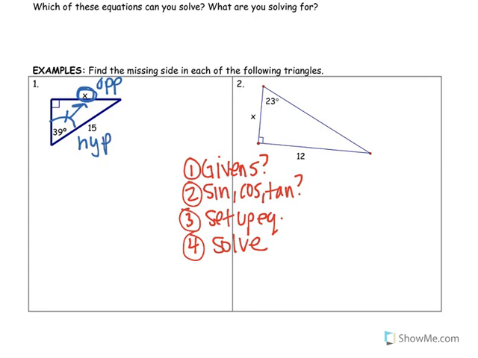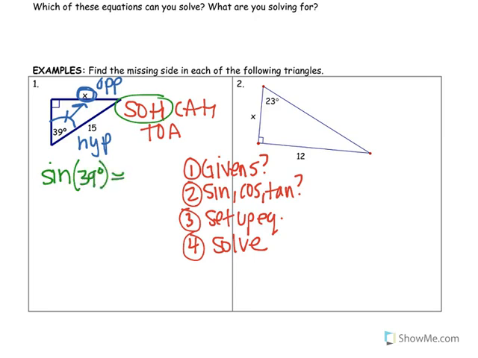I'm going to write down SOHCAHTOA. For this angle, 39 degrees, I have the opposite and the hypotenuse, and I'm going to figure out which trig ratio, sine, cosine, or tangent, relates the opposite and the hypotenuse. That's sine, O and H. So I'm going to set up an equation using my sine function. Sine of 39 degrees will equal the ratio opposite over hypotenuse, so x over 15. Now I have one equation with one variable, so I can solve for x.